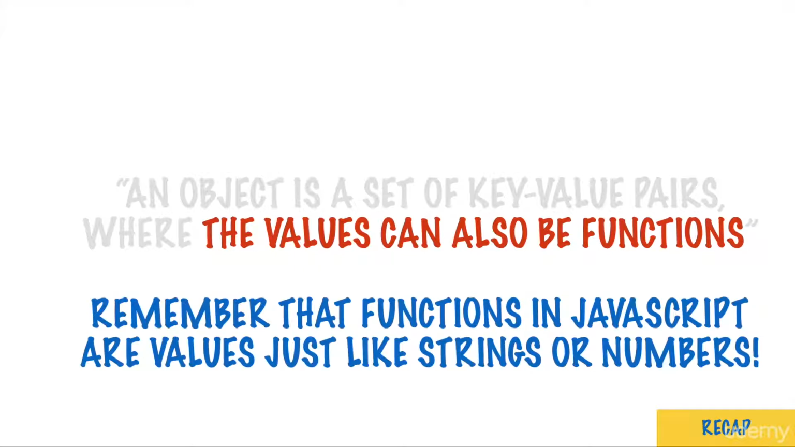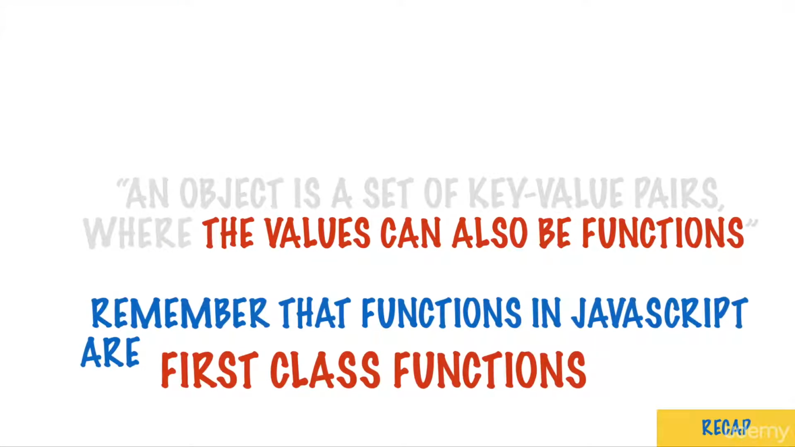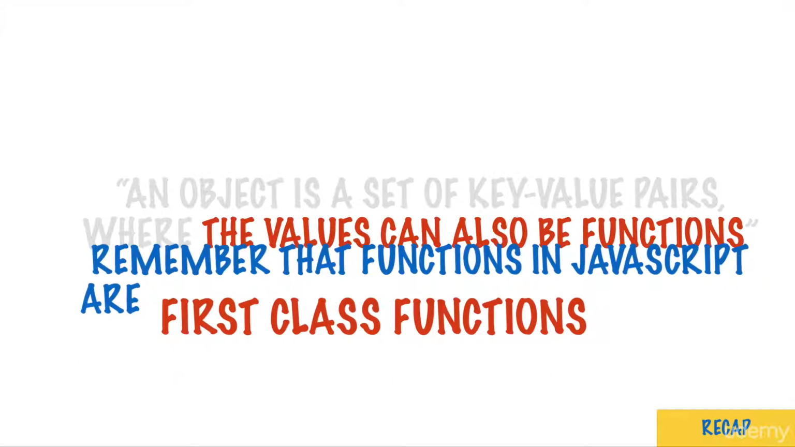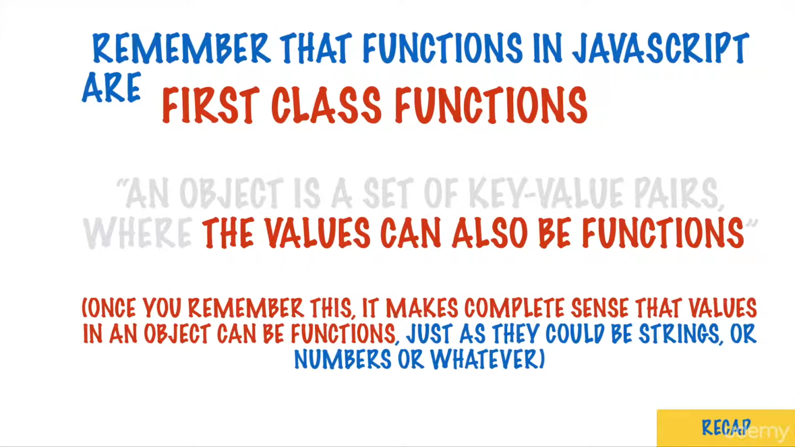Values of properties in an object in JavaScript can be functions because functions in JavaScript are values, just like strings or numbers. Because functions are first-class functions in JavaScript, that is the reason for values to be functions and that to be valid. If you remember that functions in JavaScript are first-class functions, it naturally flows from this point that values of properties can be functions.